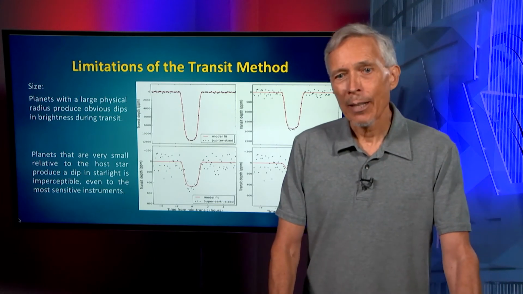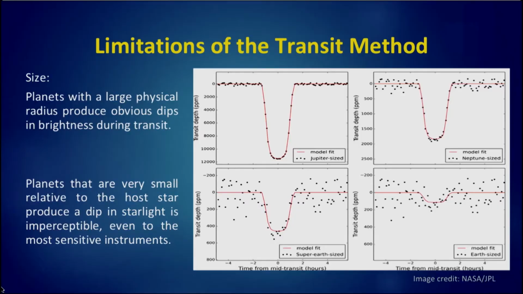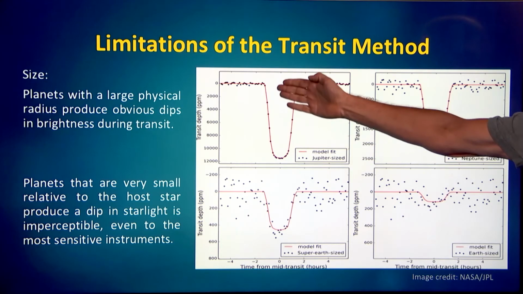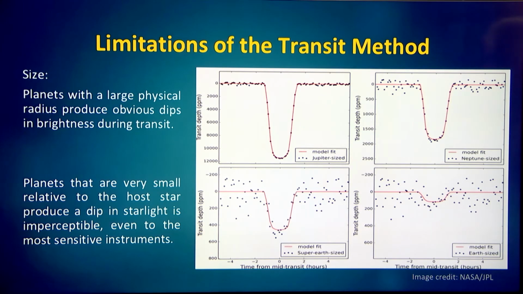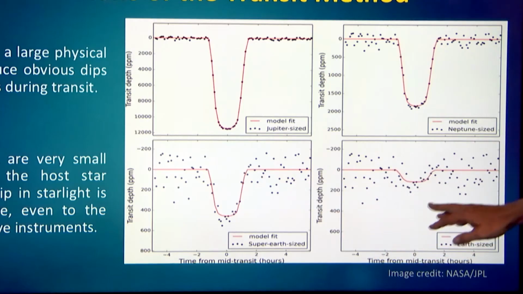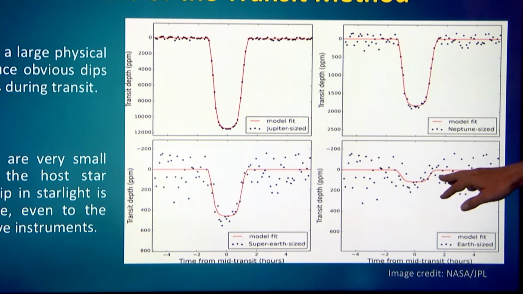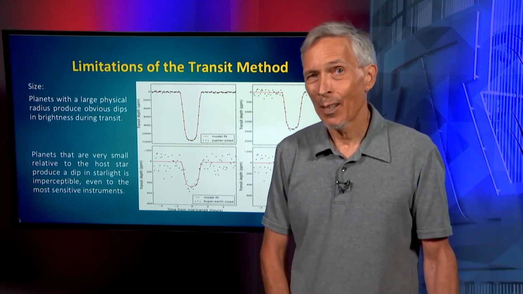The transit method has limitations too. Planets with a large radius produce obvious dips, easy to detect. You can see very strong detections here where the noise on the data is almost invisible and the transit is really clear. But as you get down towards super-Earth and Earth-sized planets, the data is much more noisy and it's much harder to detect that dip, which of course in the case of an Earth-like planet and a Sun-like star is 1/100%, 1 part in 10^4.